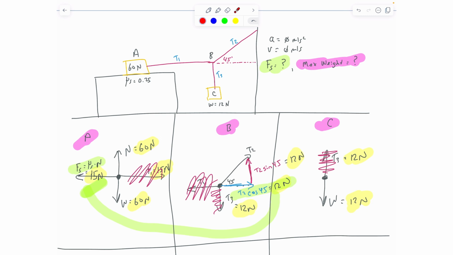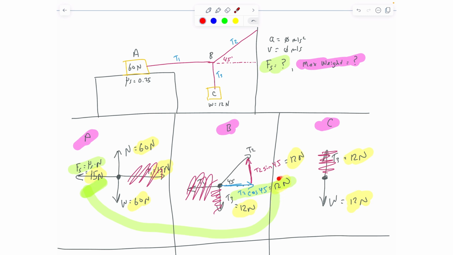They're just internal. But what's actually driving it? What's actually driving it is the tension here. T2 cosine 45 is pulling this way, and then the static friction is pulling in this opposite direction. So the question here is what's the static friction? It's actually 12. Now remember, I said, you're like, oh no, it's 15. No, that's the maximum it can be. It's whatever is over here.